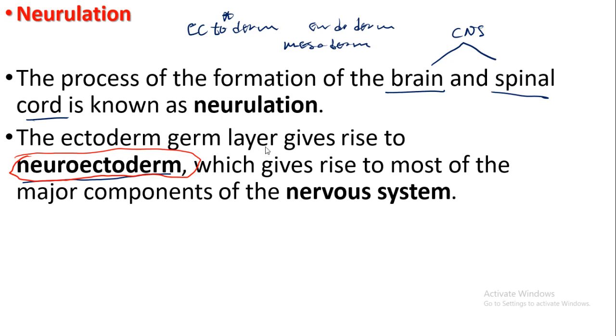So the word neuroectoderm is just divided into two. One, we have the neuro part, which is talking about the nervous system. So this neuroectoderm is the one which is leading to the formation of the nervous system. And this nervous system is where we are talking about the spinal cord and also the brain.